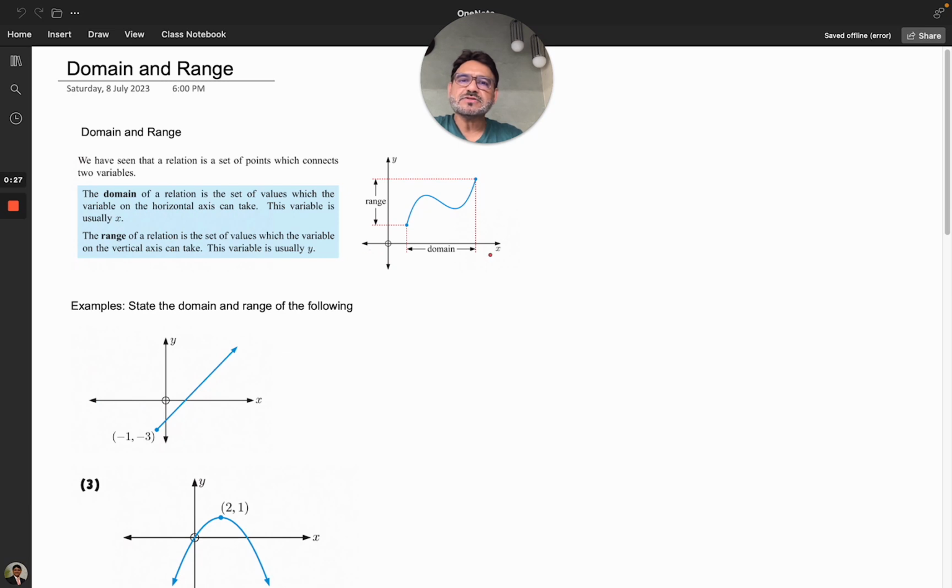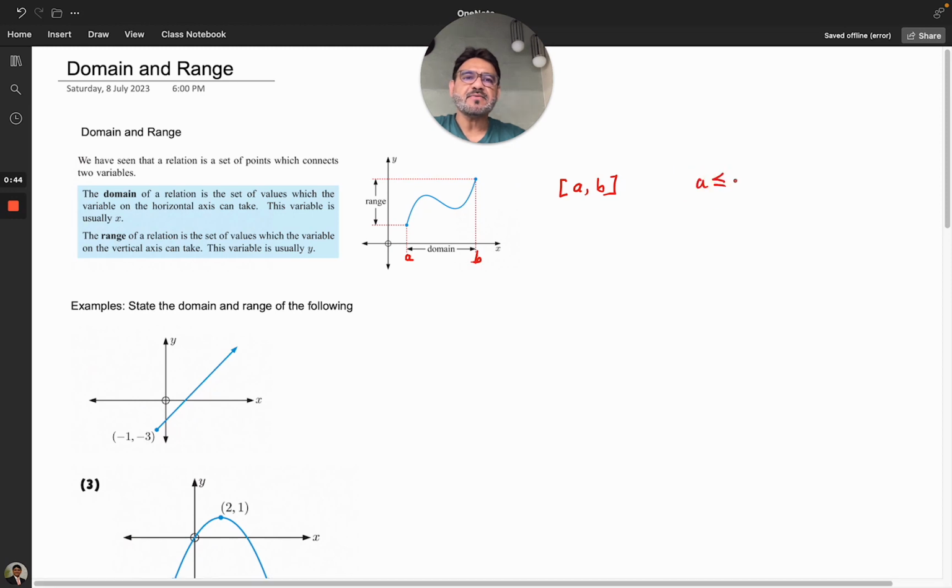The horizontal axis is the x-axis. So what is the minimum value this is taking? What is the maximum value this is taking? This is the domain. So if this is A, this is B, both these values are taken. So you can say that your A, B, this is the domain. You can also write A is less than equal to X is less than equal to B. You can write like that. This means that these values are included. This is included and this is also included. Both are included. So suppose that this y value is C and y value is D.